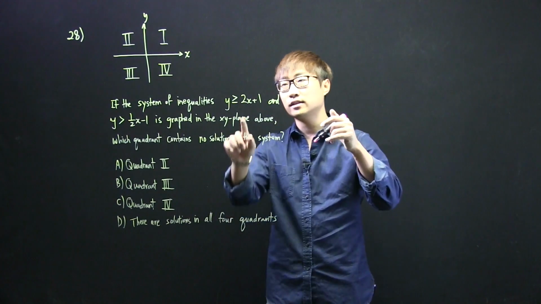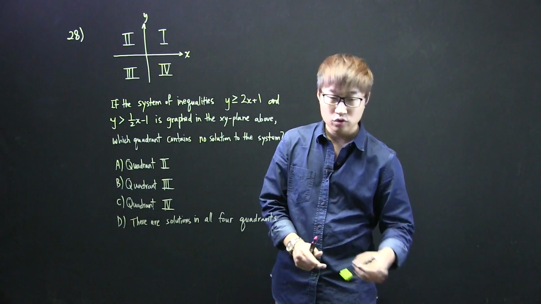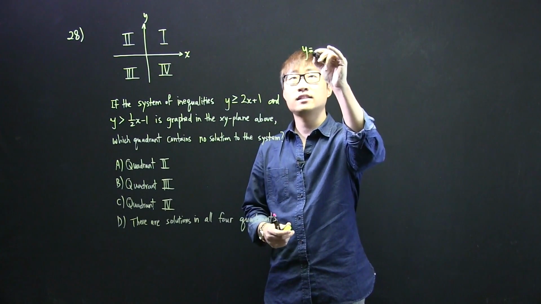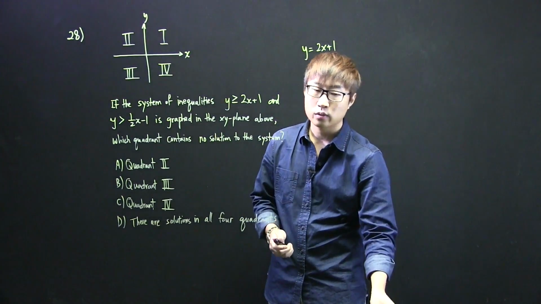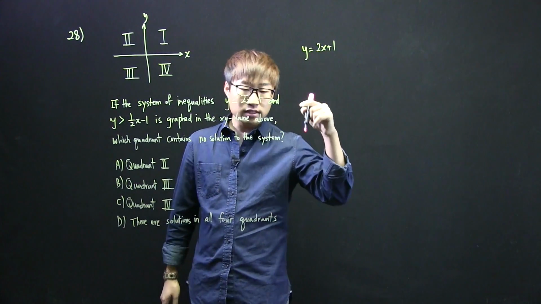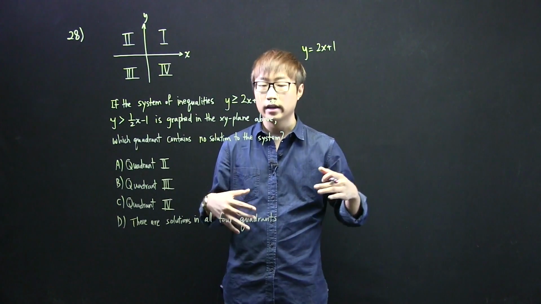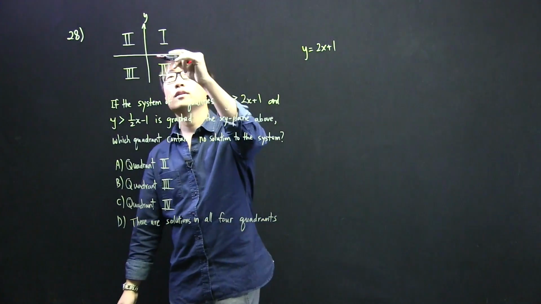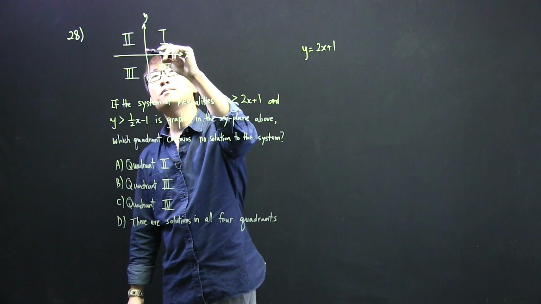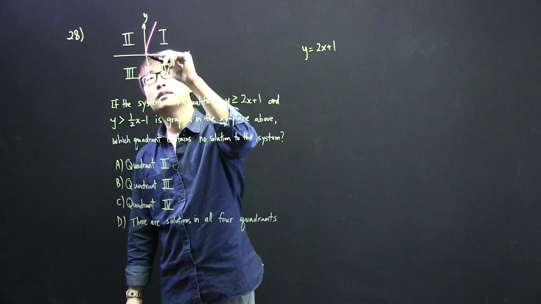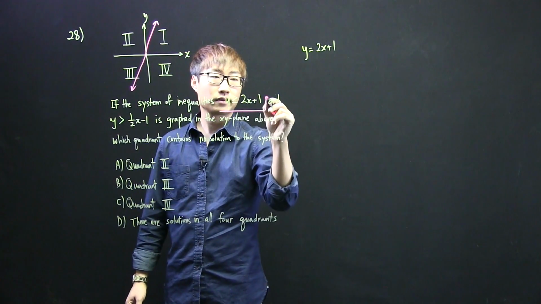So let's just first take this and draw as if it was y is equal to 2x plus 1. We all know how to draw a linear equation, right? I'm just going to roughly estimate it because we just need to see which quadrant it won't hit. So 2x plus 1: the y-intercept is 1 and the slope is 2. That's pretty steep. So something like that, so that's going to be this one.